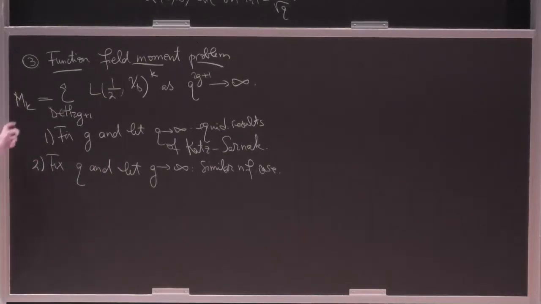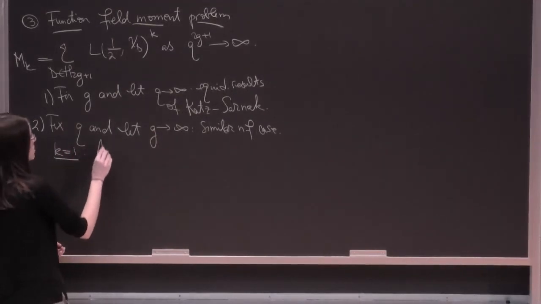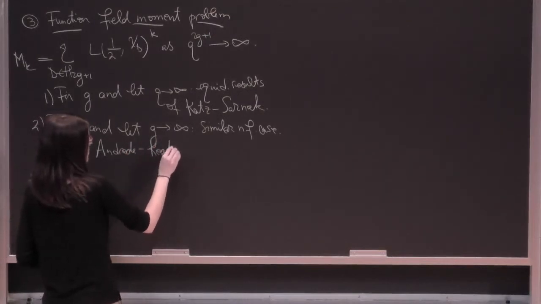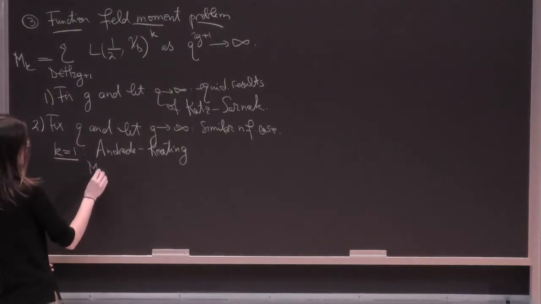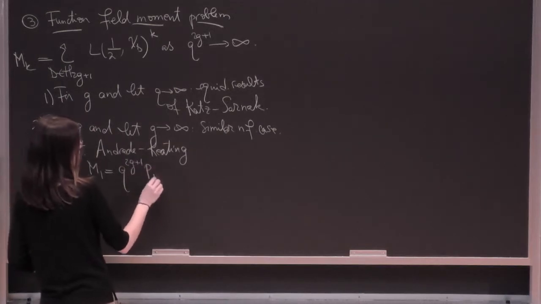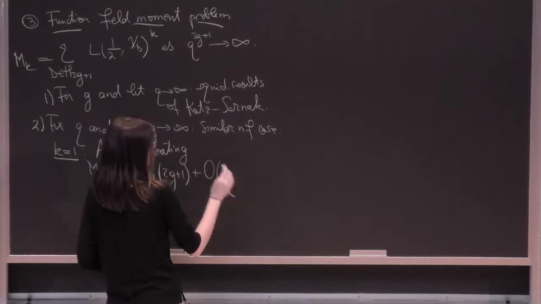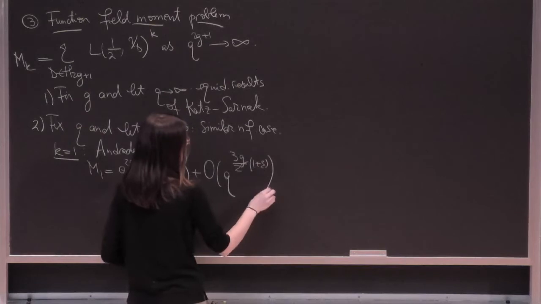So if I want to compute the kth moment of L(1/2, chi_d), when the genus goes to infinity, we have some results. So k is equal to 1. The first moment was computed by Andrade and Keating. They showed that the first moment is asymptotic to q^(2g+1) times a linear polynomial in 2g+1. And they obtained an error of size q^(3g/2 (1+epsilon)).